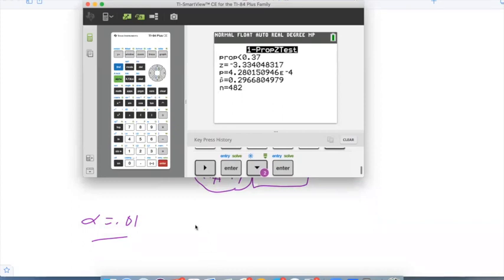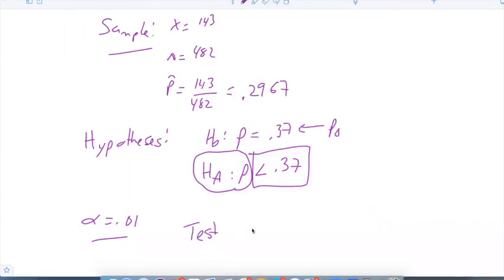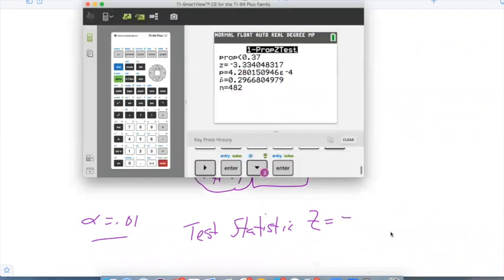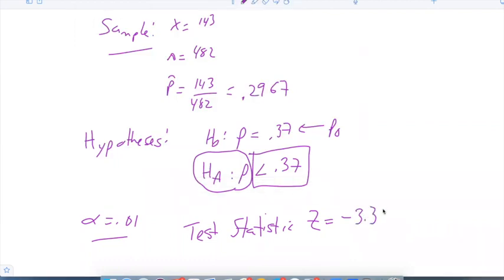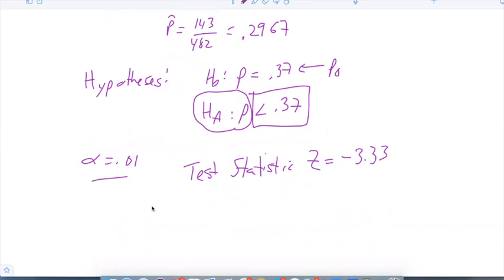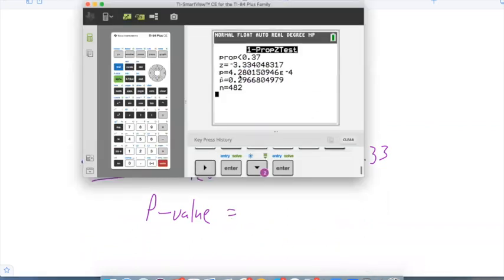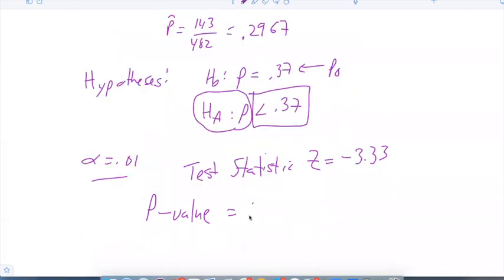So let me write all this down. The test statistic is the Z-score, and it was -3 something. 3.33. We want to go at least 2 places on a Z-score. Our P value, that stands for probability. That's a capital P. 4.28 times 10 to the negative fourth. Look at that e negative 4 there. It's a very, very small probability because that's a big giant z-score.